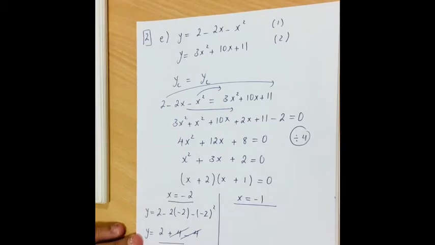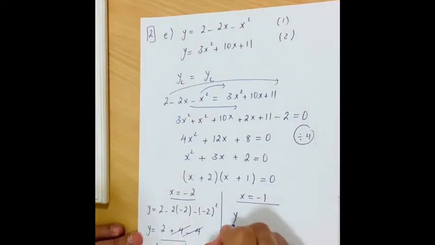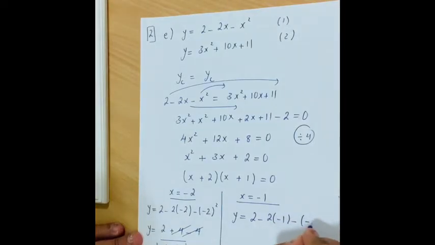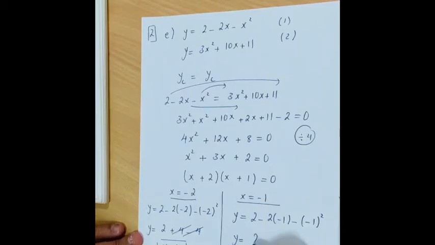Then using x equals negative 1, y equals 2 minus 2 by negative 1 minus negative 1 squared. So y equals 2 plus 2 minus 1. y equals 2 plus 2 is equal to 4 minus 1 is 3. So the second intersection point is negative 1 and 3.